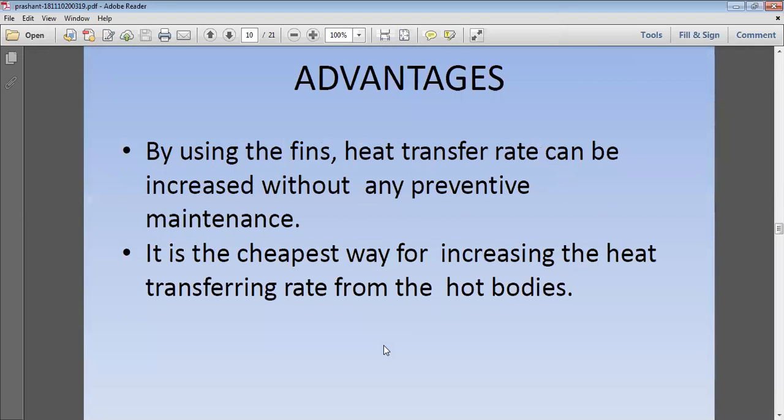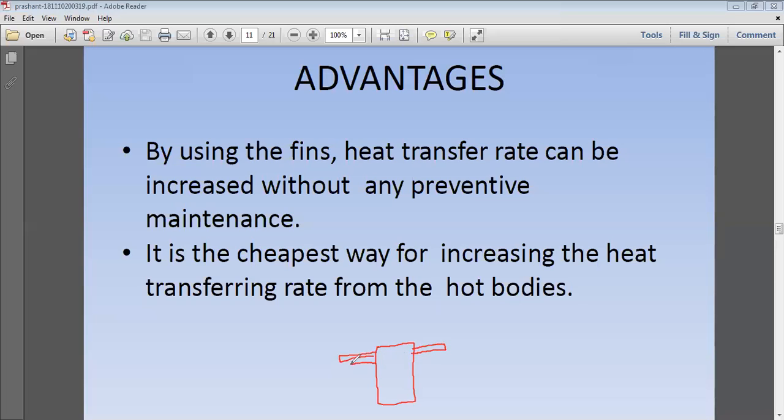Advantages. What are the advantages of fins? By using the fins, the heat transfer rate can be increased without any preventive maintenance. We are not giving any preventive maintenance. For example, if you provide a number of fins, take an engine. What is the size and shape of the engine? This is the engine shape. The circumferential fins will be provided, so here you can see most of the people have observed that fins are arranged circumferentially.